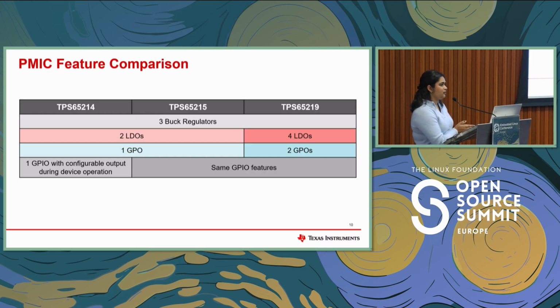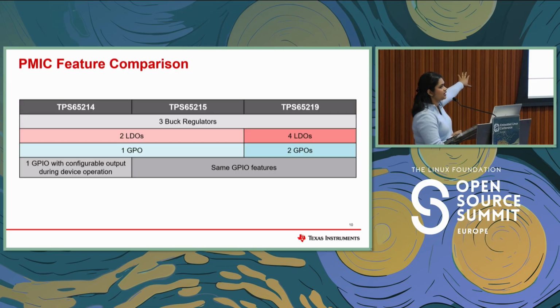They're part of the same device family, and the way it's structured is, on the far left, TPS65219 is our original parent PMIC, let's say. In the middle, TPS65215 has the most overlap with our original PMIC, and TPS65214 has a couple of new features. So all three of them have 3 buck regulators. 65214 and 65215 both have 2 LDOs, and 1 GPO. 65219 has 4 LDOs and 2 GPOs.